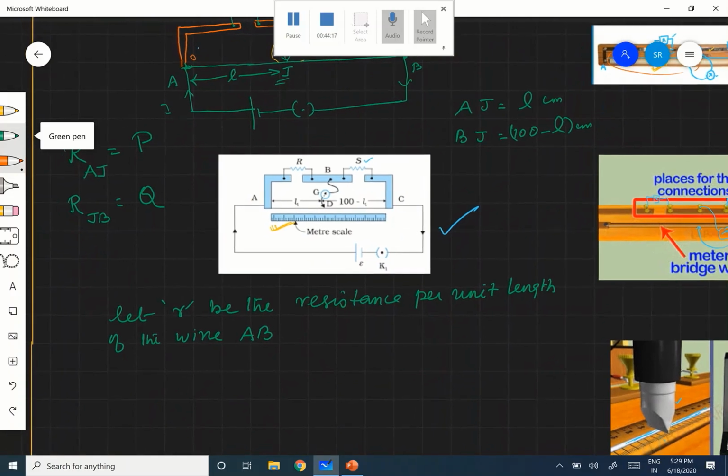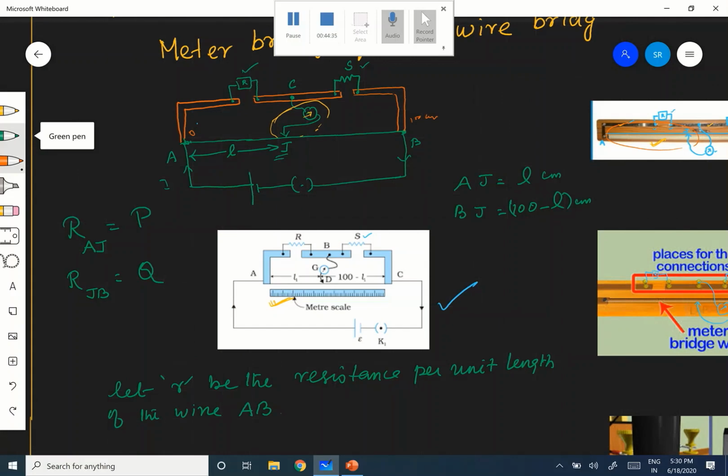Once you know this, you are getting zero deflection, which means the galvanometer shows the balancing condition is achieved. Now the bridge is balanced. It is a Wheatstone bridge. Hope you are following. PQRS, this is your P.